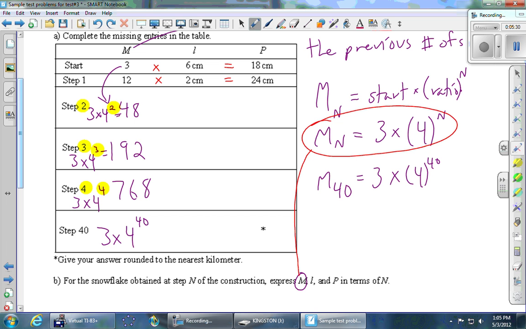Move on to the second column, which is the length. So the original length is 6. When you go to the next stage, it's 2. Then it turns out every time it's 1/3 of the previous number. So this guy gets multiplied by 1/3. And then this guy gets multiplied by 1/3, so that makes it 2/3. And then this guy gets multiplied by 1/3. So let's see, if I multiply 2/3 times 1/3, that's 2/9. Then multiply that by another 1/3, 2/27.